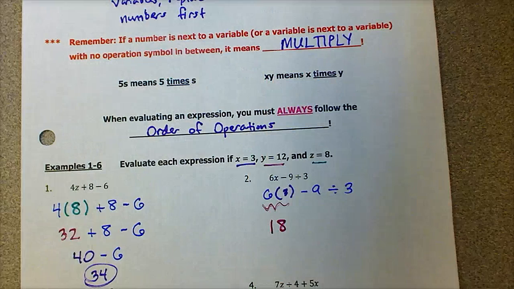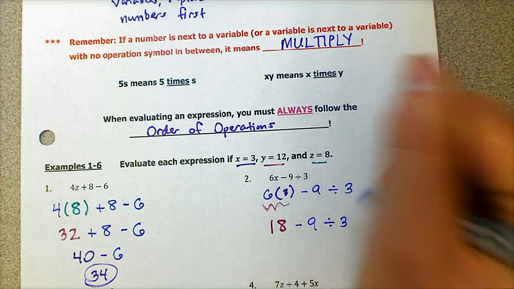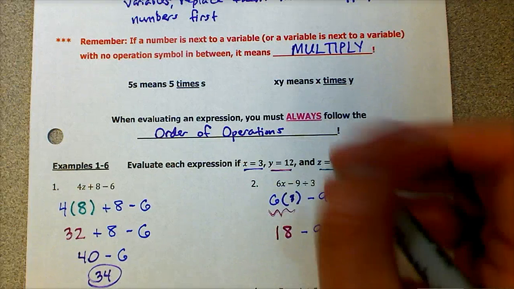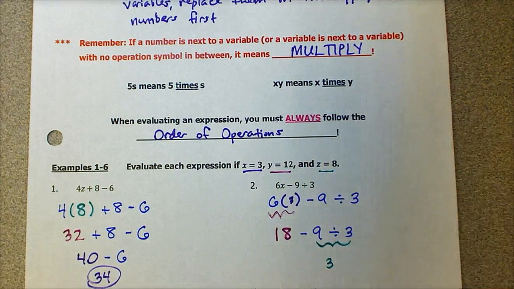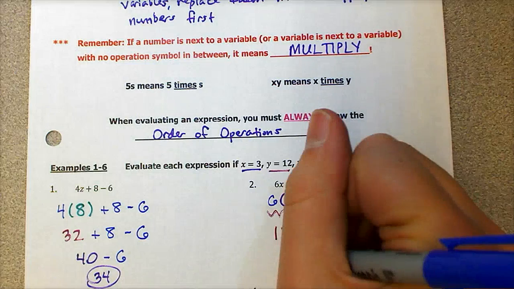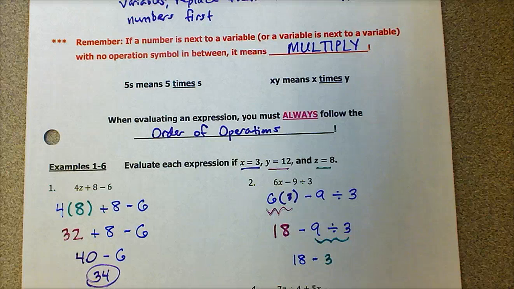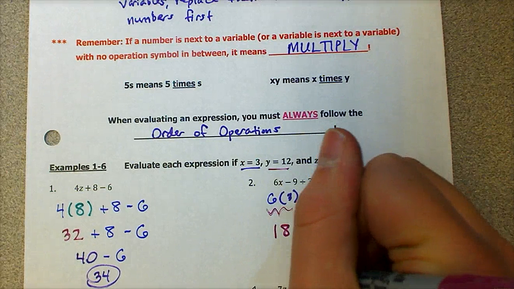So now I have 18 minus 9 divided by 3. And then I also have division that I need to do next. I have 9 divided by 3 here, which is going to give me 3. So this becomes 18 minus 3, and I get 15 as my answer.